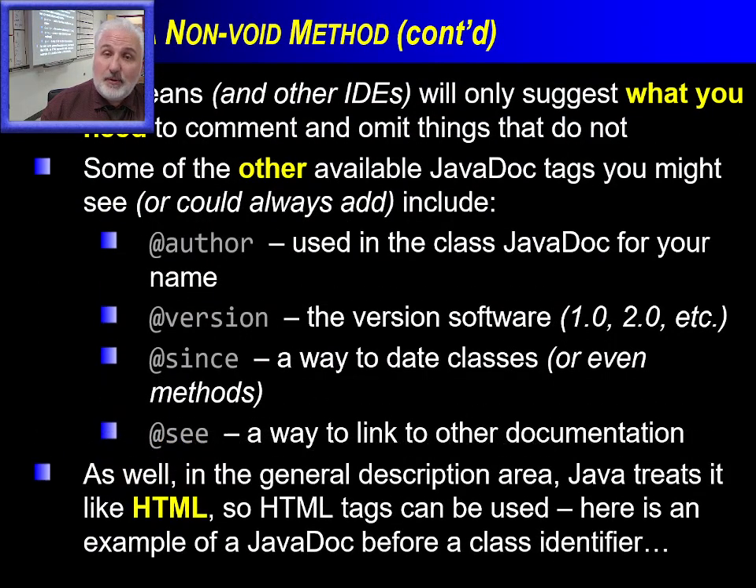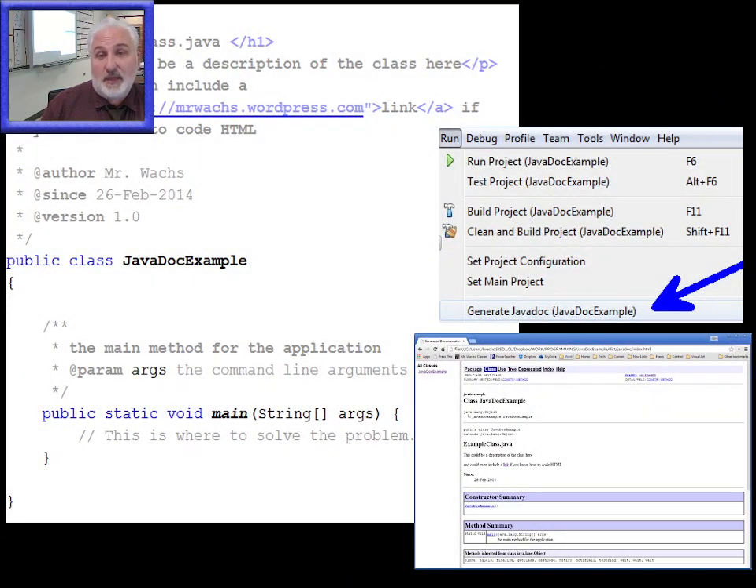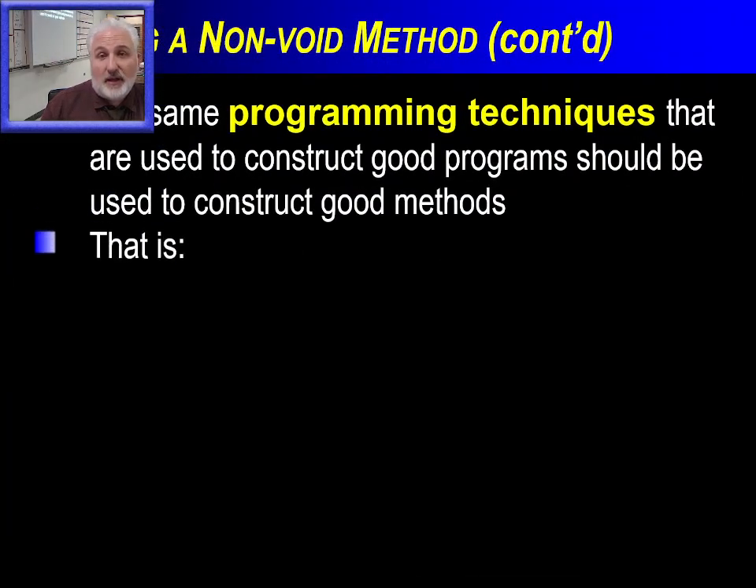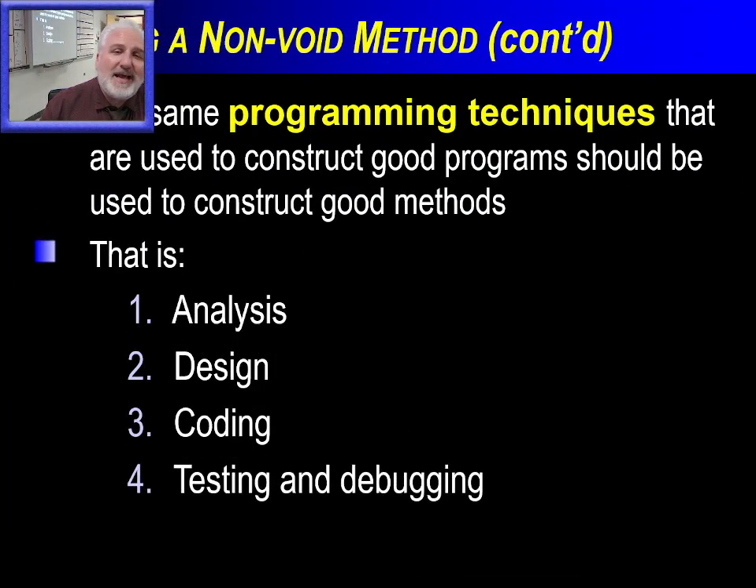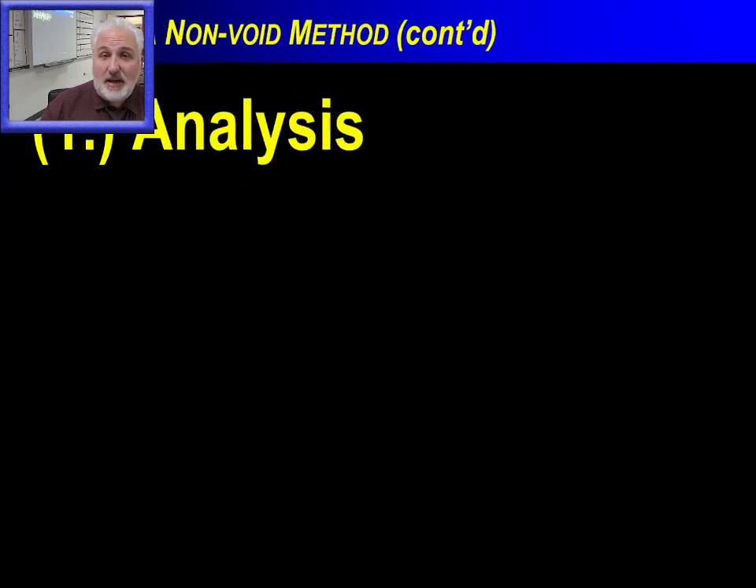Now you can get deeper into documentation of things like classes and other types of Java documentation style. And Java documentation can be related to things like HTML and generating actual documentation for your code. But that's generally not something that the AP curriculum focuses on too much. When you design a method, you should use good programming techniques, the same techniques you use in problem solving in general: analysis, design, coding, testing, debugging, documentation, and maintenance.